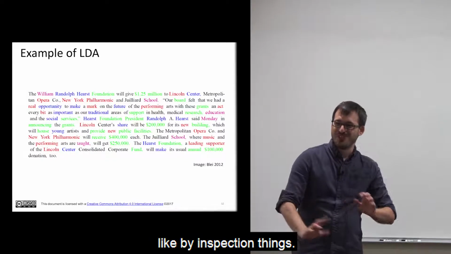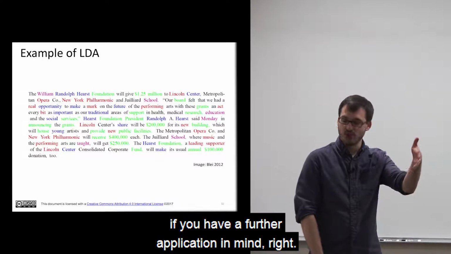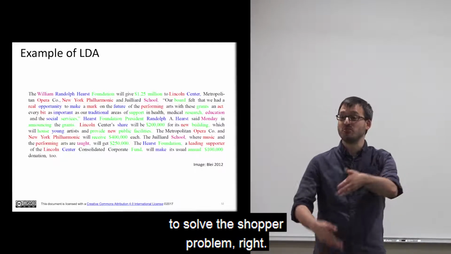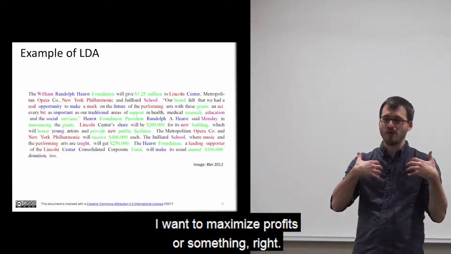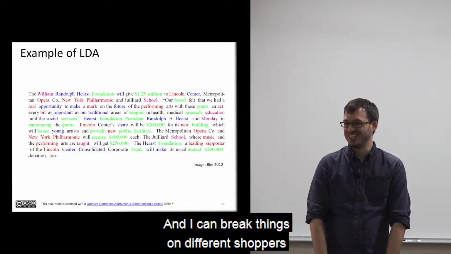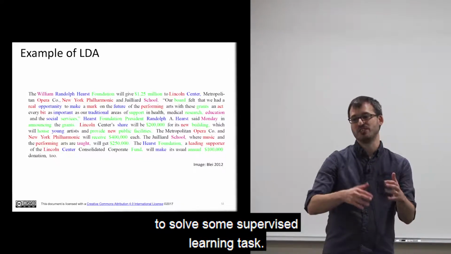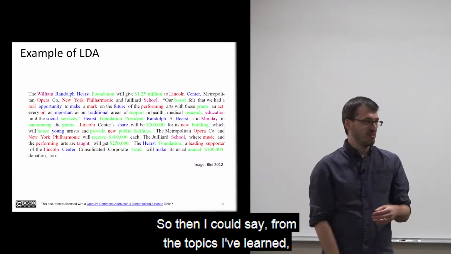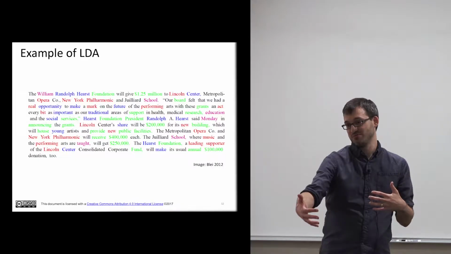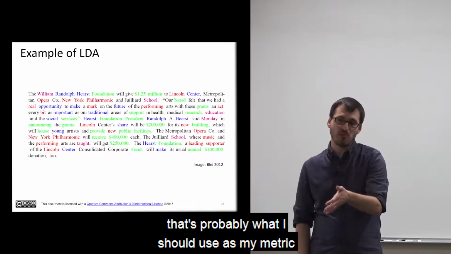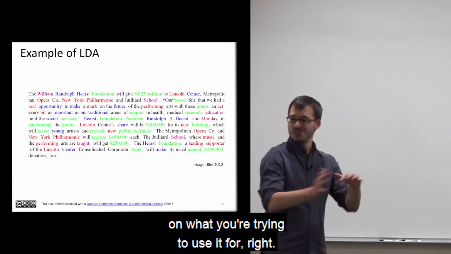Again, it's kind of a by-inspection thing. It typically helps if you have a further application in mind. So let's say we did want to solve this shopper problem, and I want to maximize profits. I can break things down into different shoppers, and then fit a separate model as a second stage to solve some supervised learning task. Then I could ask, from the topics I've learned, which one best solves the supervised task? If that's what I'm really interested in, that's probably what I should use as my metric for selecting K. But it really depends on what you're trying to use it for.